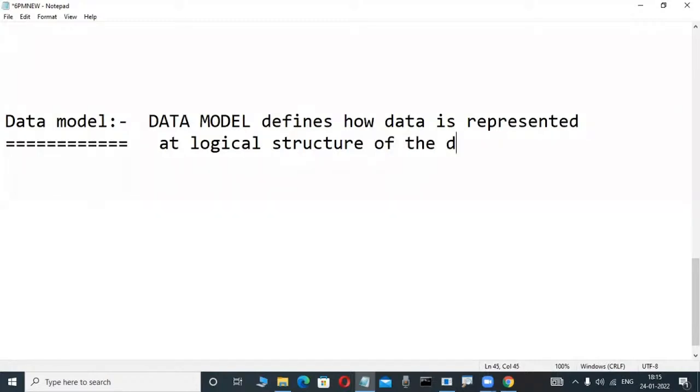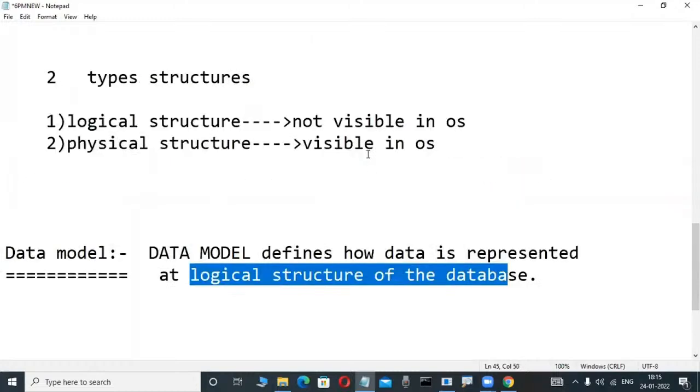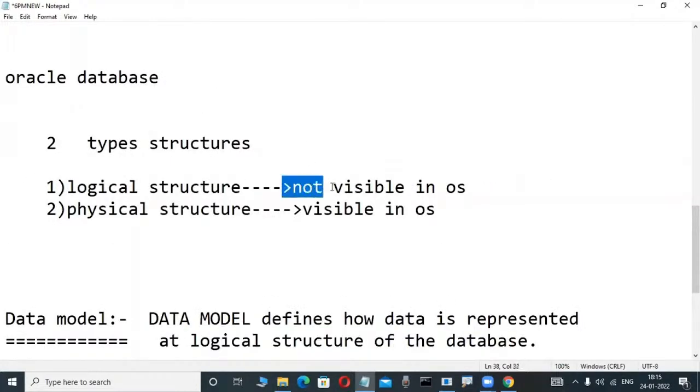Logical structure of the database. Now check it out on screen. What is a logical structure? As I said in previous classes, a structure which is not visible in the operating system is called a logical structure. Maybe you are creating a table, which is not visible in the operating system, but that structure is visible in the database.